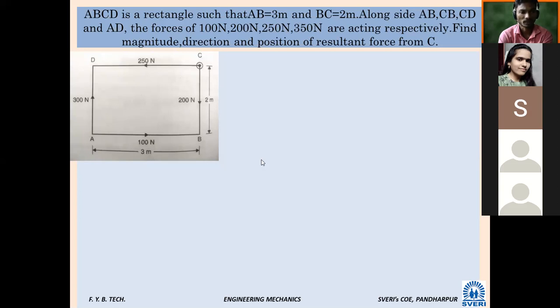Do you feel this problem is easy or difficult? If you consider sign conventions, this problem is easy. Shall we start? Again, same problem. Only, about which point are we supposed to calculate the resultant? About point C. Have you noted down the problem? Shall we start? So I will write here the solution.